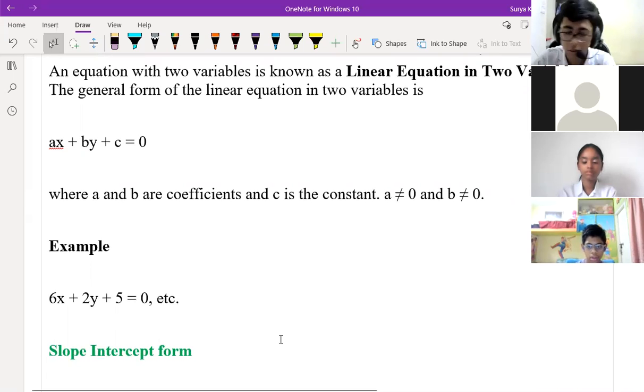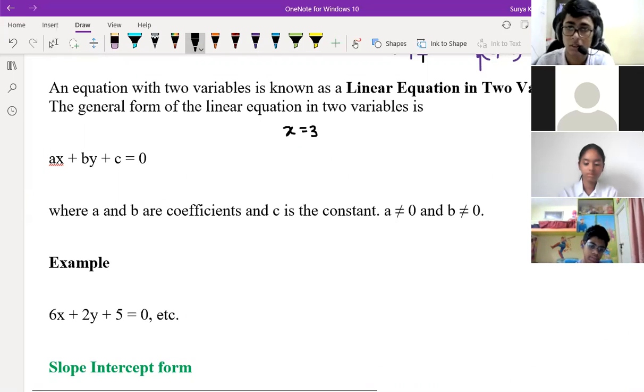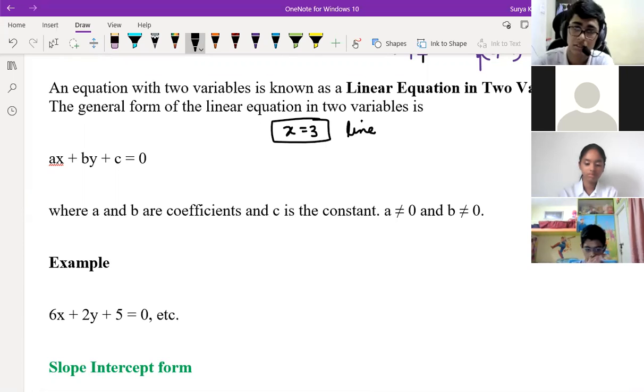Sir, so if there is something called x is equal to 3, we will say x is equal to 3 is a line. It is not a point. Yeah, we will say it is a line only. We cannot say it is a point. No, no, no. x is equal to 3 is not a point. Okay.